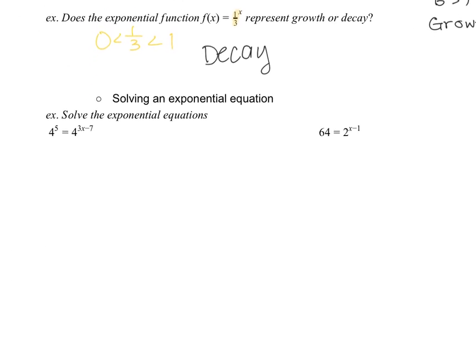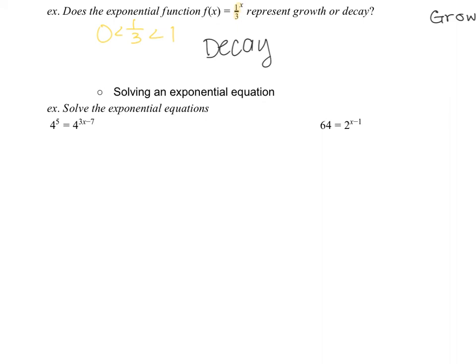So the last thing we want to talk about is solving an exponential equation. In order to solve an exponential equation, both of your base numbers have to be the same. So base numbers must be the same. So in our first example, we have 4 to the 5th equals 4 to the 3x minus 7.